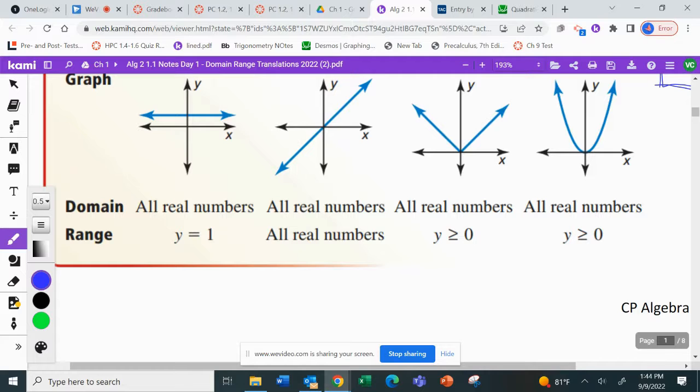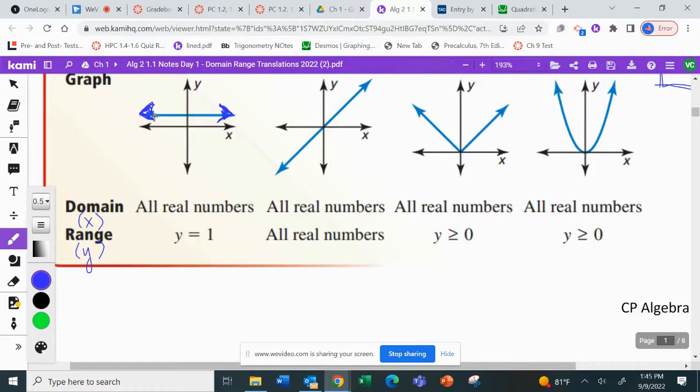So what I want you to do is remember with domain, those are all the x values. The range, that's all the y values. So for now, we're just going to look at this graph and say, x values go left to right. What do those arrows mean if it goes left to right? It goes on forever. There's no stopping it. So because it goes on forever to the left and to the right, the domain is called all real numbers. Because it's all of the numbers.